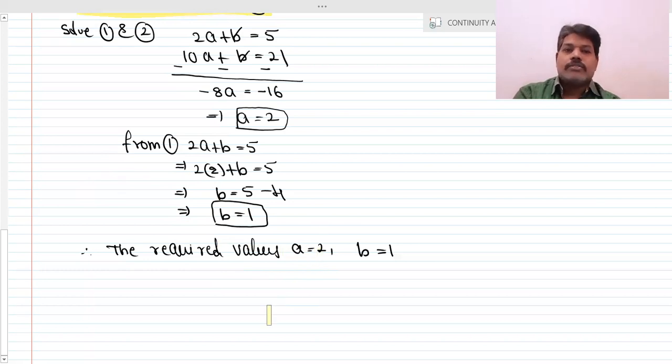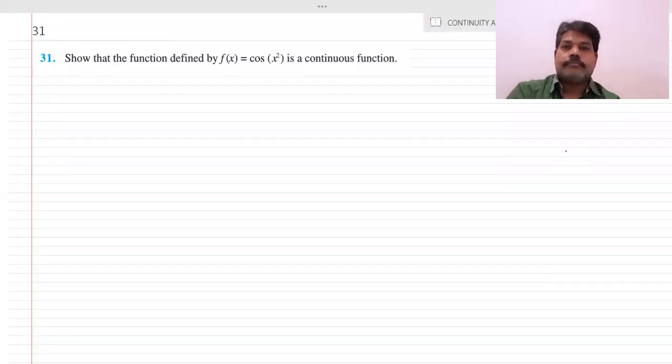Okay, students. See that question and practice this question. It is an important question. See the next question. Show that the function f of x is equal to cos of x square is a continuous function. This type of question we already proved before starting this exercise.